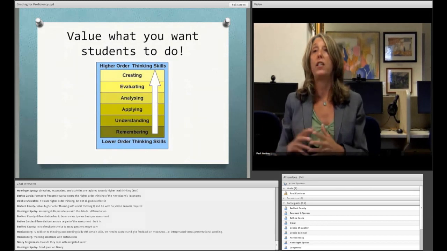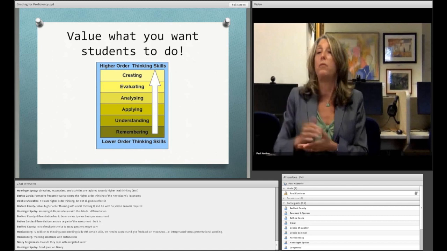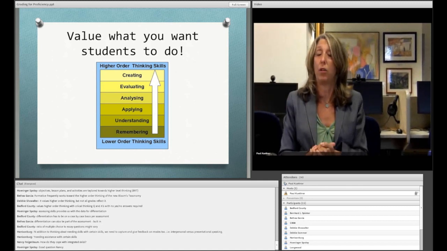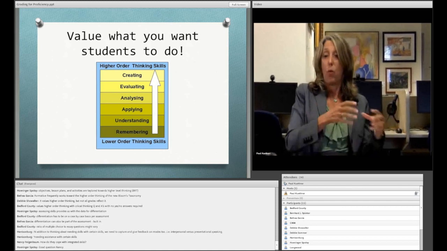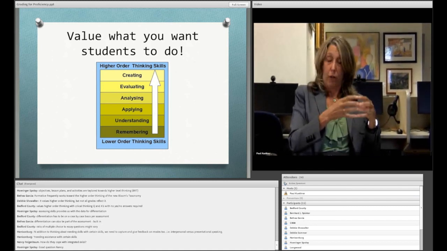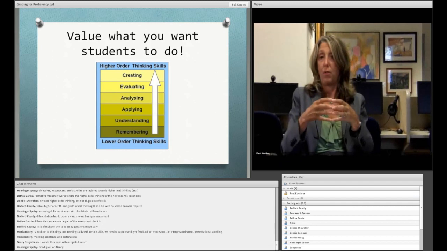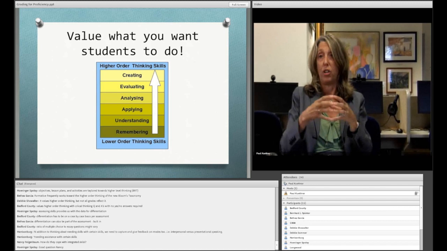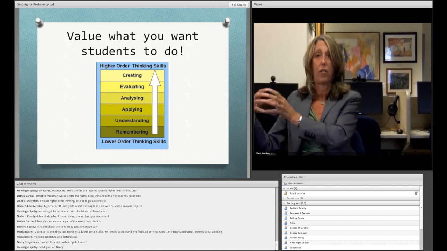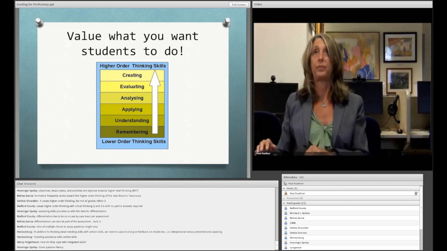So we want to value what we want them to do. And what we want them to do is to create with language. Once again, going back to what I said, we don't just want them to know vocabulary and the structures, or grammar rather, that support the vocabulary. What we want them to do is to create that sentence or that paragraph, spoken or written.